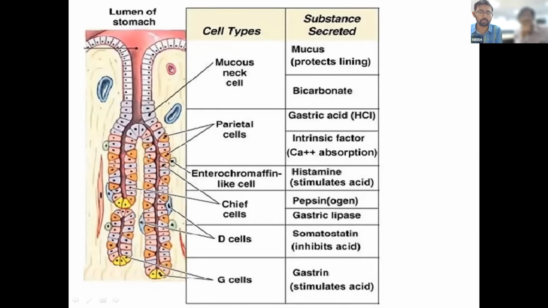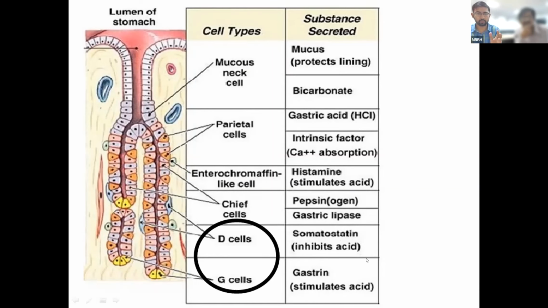Now, the structure of the lumen has already been explained by my previous speaker. Here, as he spoke about the different kinds of cells, there are mucous neck cells which secrete mucus and bicarbonate. There are parietal cells which secrete gastric acid and intrinsic factor. There are ECL or enterochromaffin-like cells that secrete histamine, chief cells that secrete pepsinogen and gastric lipase, and D cells and G cells that secrete somatostatin and gastrin.